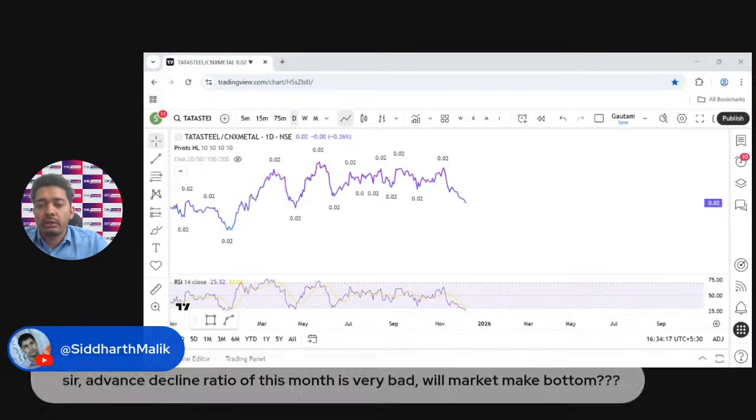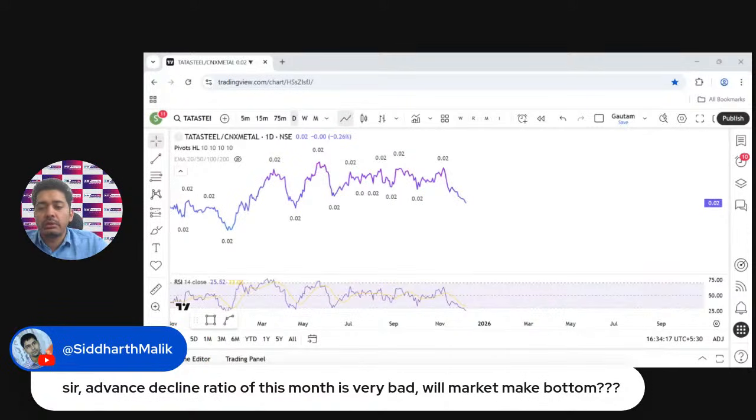Yeah, so I agree that the advance decline ratio of this month is very bad. Will the markets make a bottom? That's anyone's guess. See, as traders, we very rarely make predictions. We generally tend to react to the actual moment.